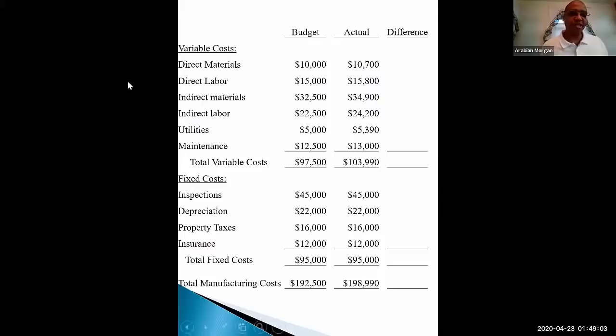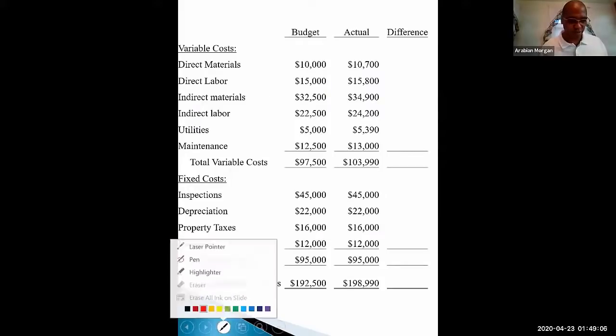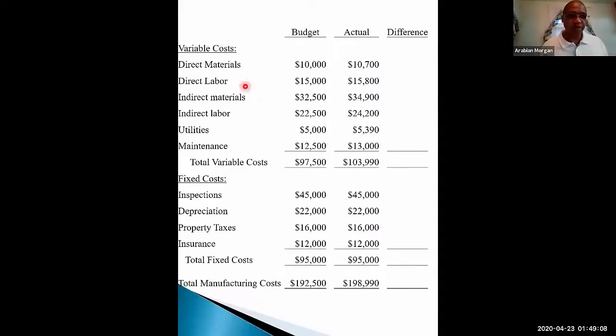So here's the budget column. Let me put my pointer on. Here's the budget column, and here's the actual column. So a budget report compares the budget that was created to the actual operating results. So this column here, the actual column, these are the actual operating results from Manny's department. And you can see here that on the far left, we've got variable costs and we've got fixed costs down below.